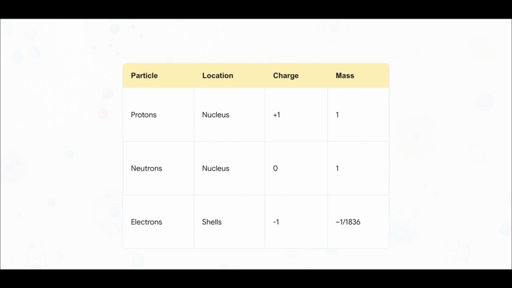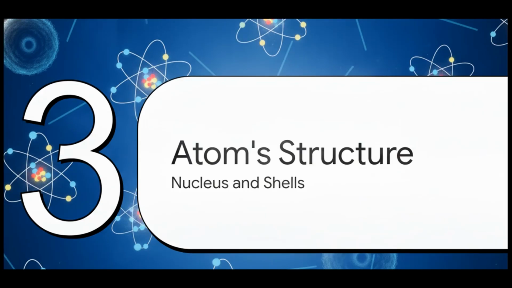But look down at that bottom row. Electrons live outside the nucleus, they have a negative charge, and check out that mass, roughly 1 over 1836. They are practically weightless compared to the heavy hitters in the middle. All right, Section 3, inside the atom structure.